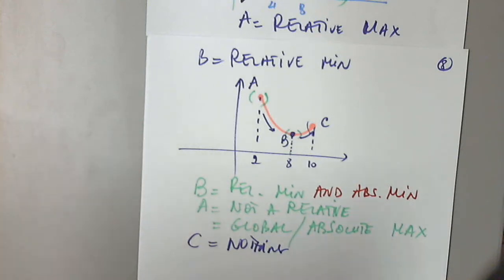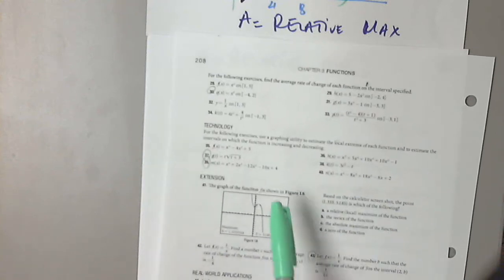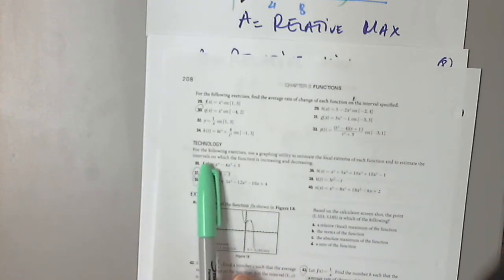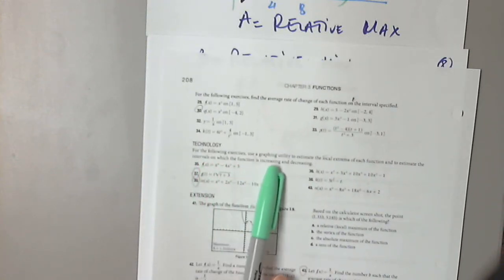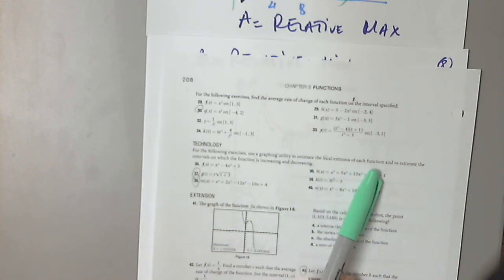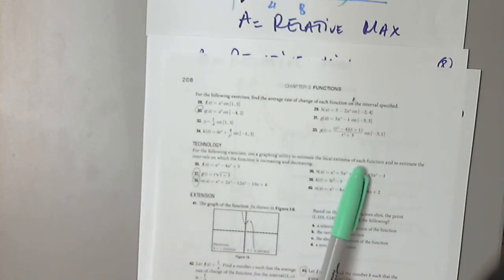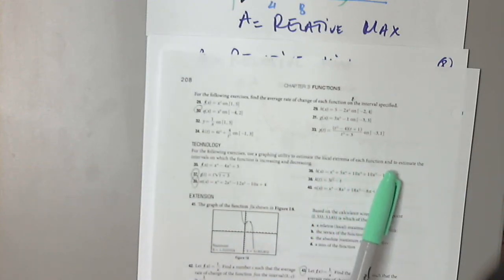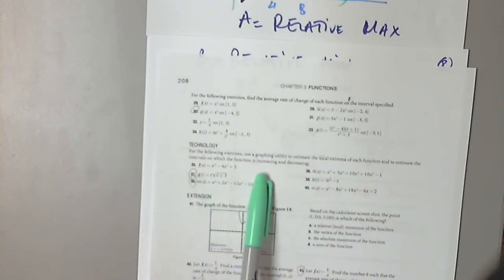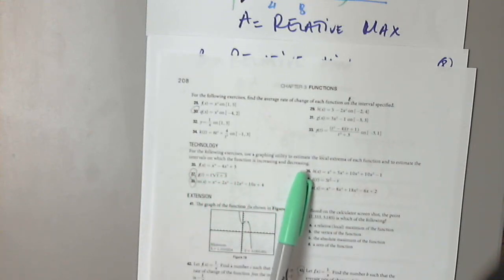Very good. So I would like to show, honestly, I really don't want to spend the time on this because we're going to apply this procedure a lot when we get to polynomial and rational functions. But it says here, for the following exercises, use the graphing utility to estimate the local extrema of each function. Local extrema is the plural. Local max, min, plural local extrema. Max, min of each function, and estimate the intervals on which the function is increasing and decreasing.